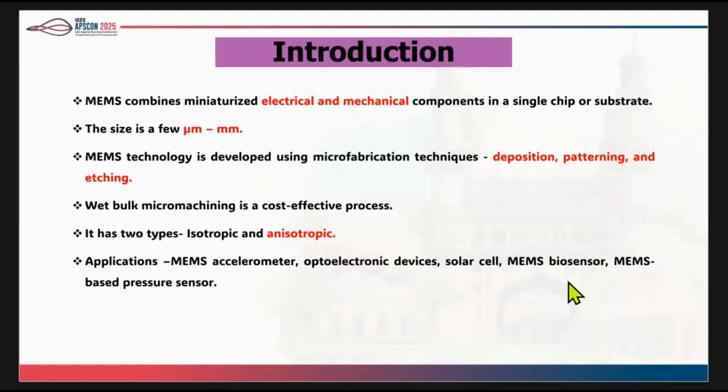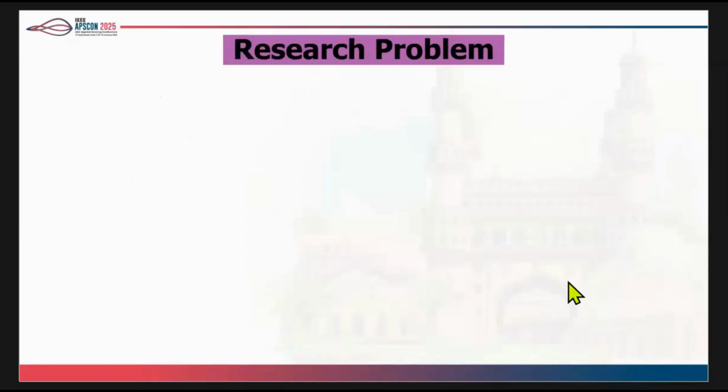In wet bulk micromachining, we can fabricate various types of structure. These structures are used in various MEMS-based applications: freestanding structures can be used in sensors like pressure sensors, diaphragm structures in pressure sensors, and many structures are used for accelerometers, like proof mass structures. So these are the MEMS-based applications that use this type of structure. The next is the research problem.